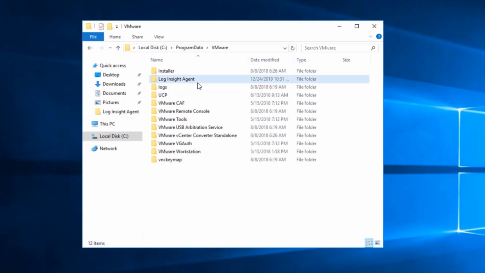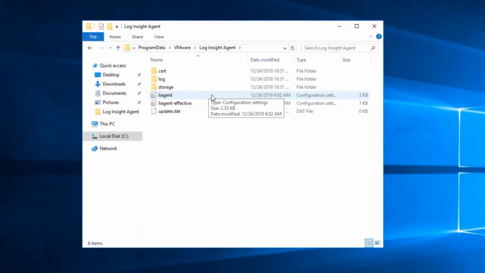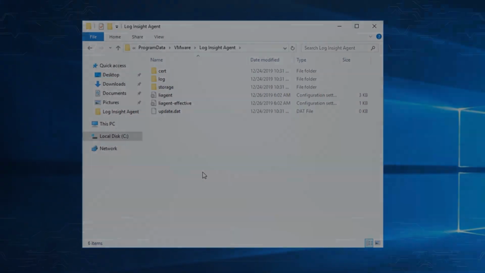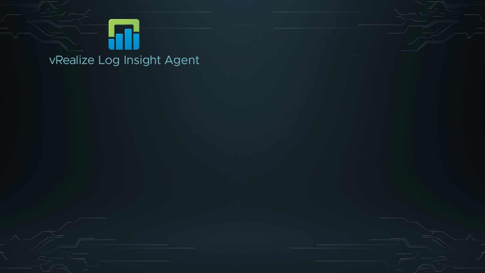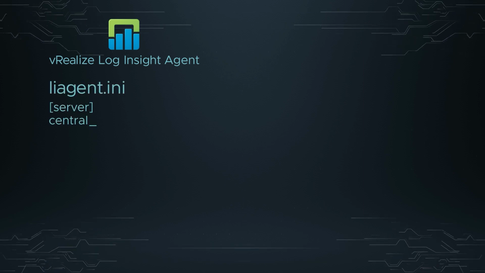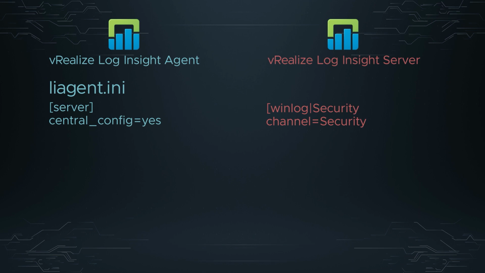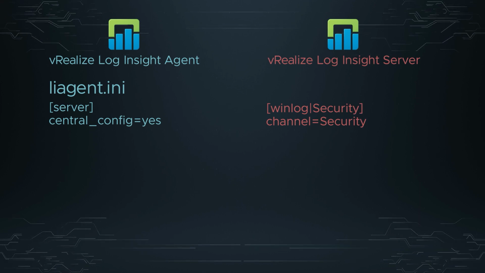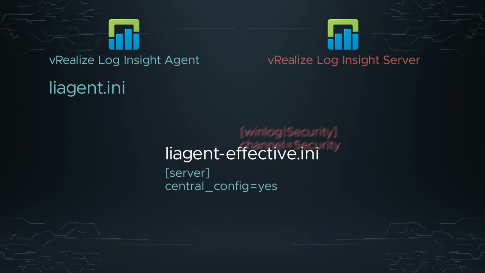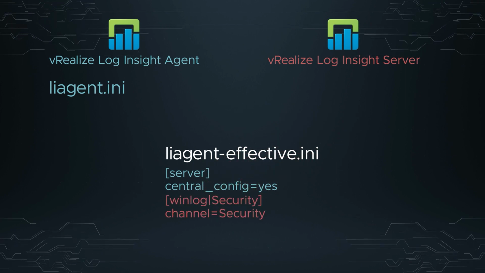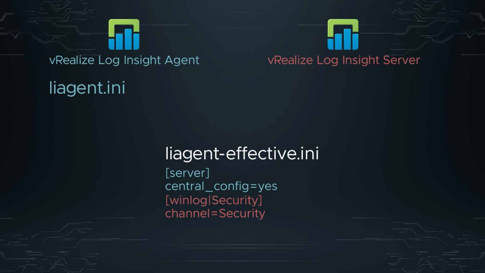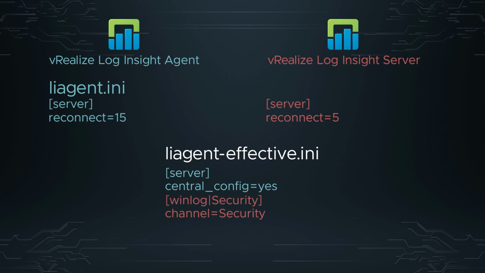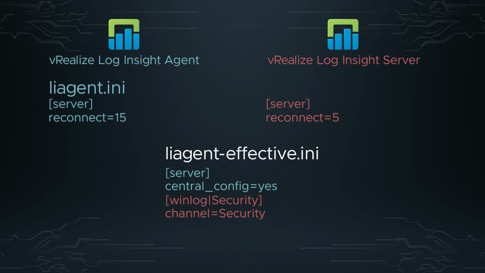In the vRealize Log Insight agents folder are two files, liagent.ini and liagenteffective.ini. Users can directly modify the Log Insight agent's configuration via liagent.ini, as well as configure it via the server. These two configurations are then merged automatically, and the agent uses the liagenteffective.ini file as its operating configuration. In the event that the local and server-side configurations have conflicting values for the same key, then the server-side key is used.